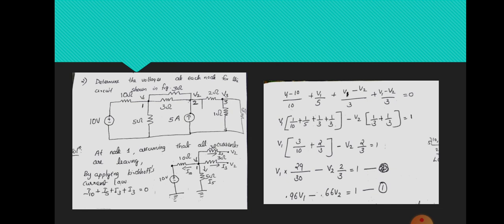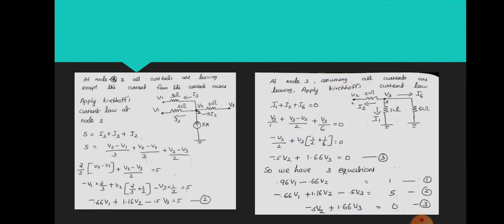Okay, so this is all about simple node analysis. The next section will be super node analysis. It is also similar to super mesh analysis. Okay, next we will deal with super node analysis.